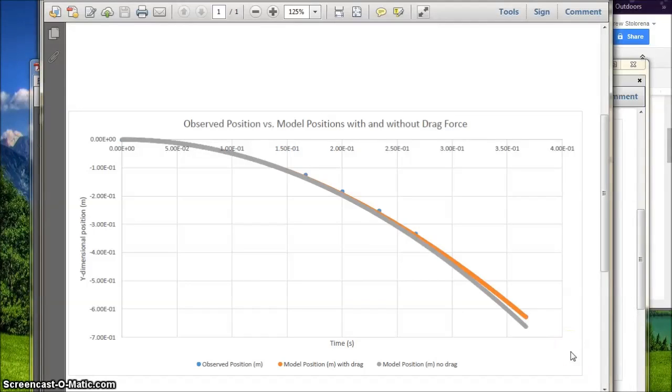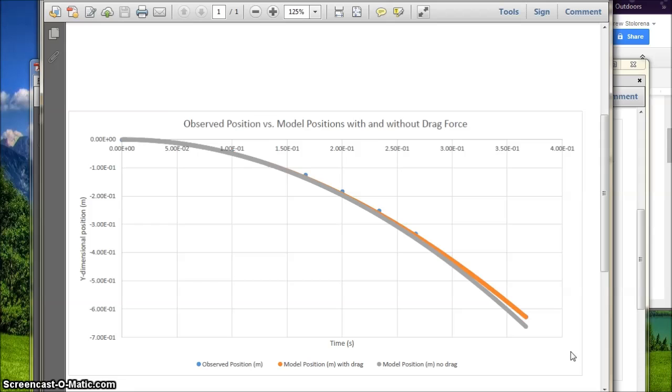Now we can combine these two plots to create a third plot that has both the model position with the drag, without the drag, and then the observed position. And we can see that generally the model position does a good job of predicting the data. And so from this we can conclude that Newton's second law does accurately predict the motion.